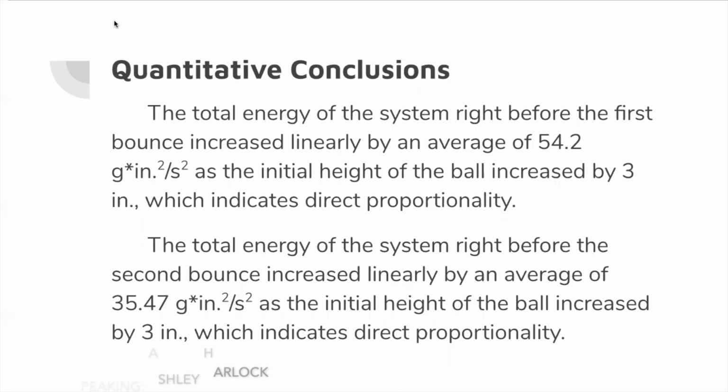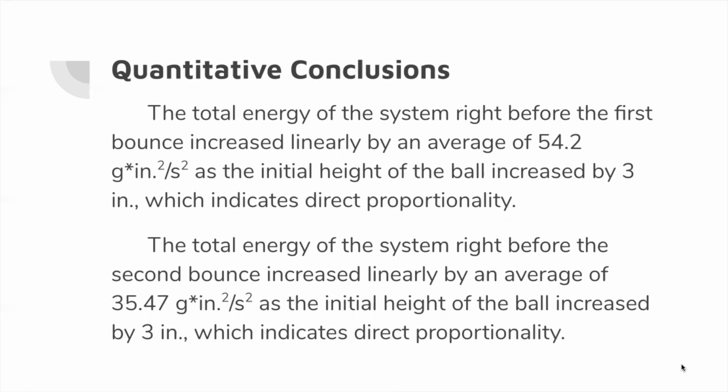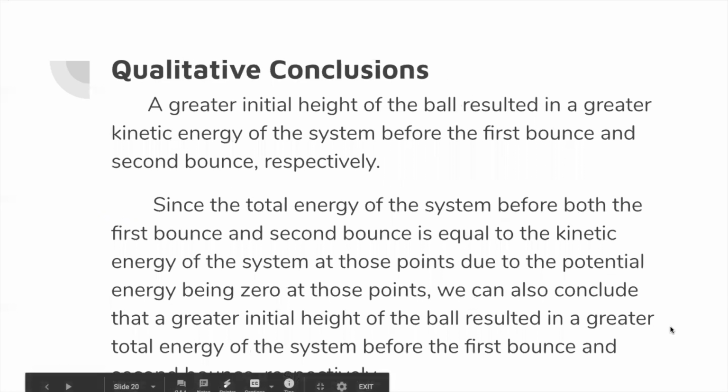The same principle applies for the total energy of the system before the second bounce, except that in this case, it increased linearly by an average of 35.47 grams times inches squared over seconds squared. Then our qualitative conclusions: a greater initial height of the ball resulted in a greater kinetic energy of the system before the first bounce and second bounce respectively. And since the total energy of the system before each of the bounces is equal to the kinetic energy of the system at those points, we can also conclude that a greater initial height of the ball resulted in a greater total energy of the system before each of the bounces.